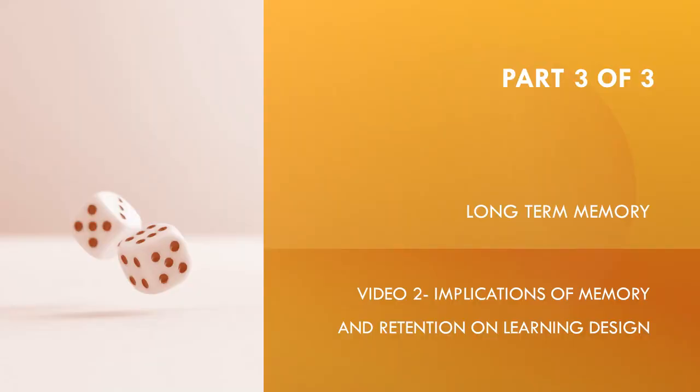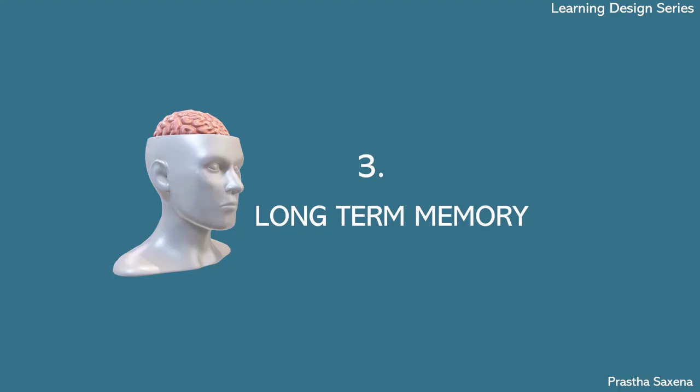The third part of the information processing model is long-term memory. It has a permanent storage and it keeps information for an infinite amount of time. But it's like this huge storage area from where you have to extract information back into the working memory to operate on it.